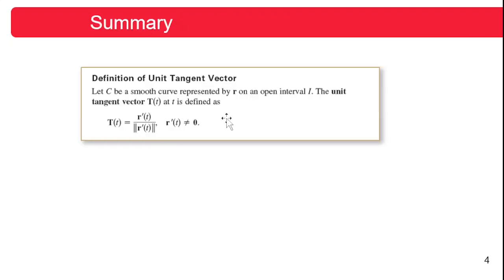Okay, so in summary, the unit tangent vector T(t) on the curve C is given by this equation, that T(t) is equal to r'(t) over the length of r'(t), provided that r'(t) is not equal to 0. So r(t) here is a vector-valued function, or this is the equation of the curve.